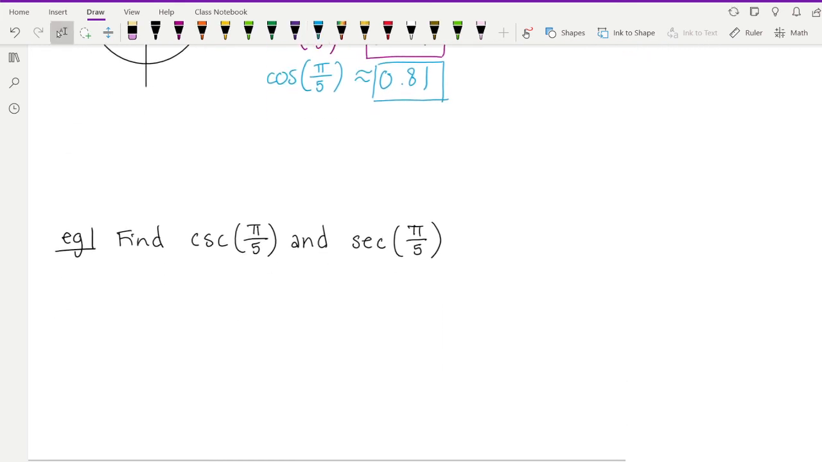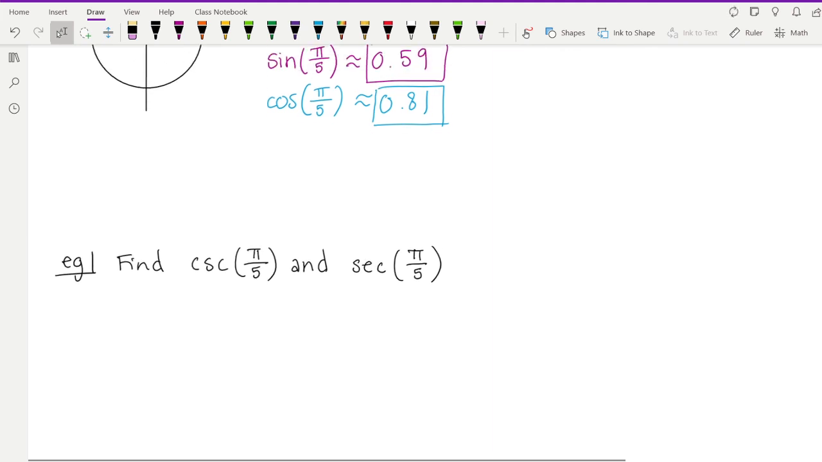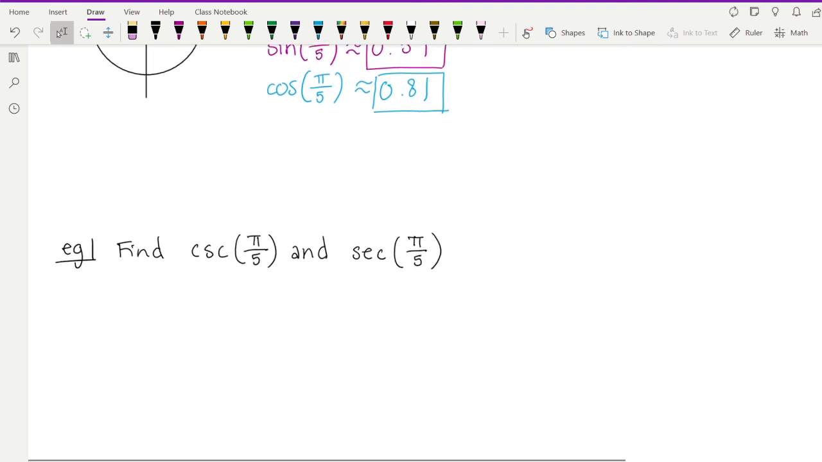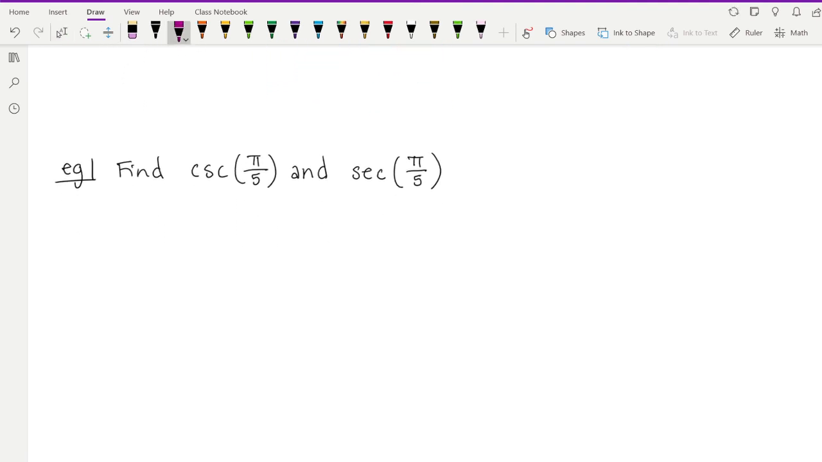Okay, last question of the video is asking us to evaluate cosecant of pi over 5 and secant of pi over 5. So this is what I was talking about earlier. There's no button on most calculators to do this. So the way that we just do it is by using these reciprocal facts. So we would say, okay, cosecant of pi over 5, the way I can evaluate this using a calculator is I can do 1 over sine of pi over 5. And so if you type all of that into a calculator, you should find out that cosecant is approximately 1.70.